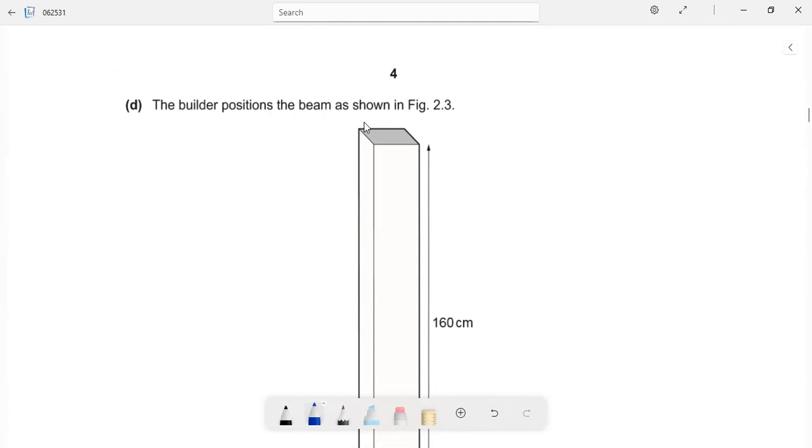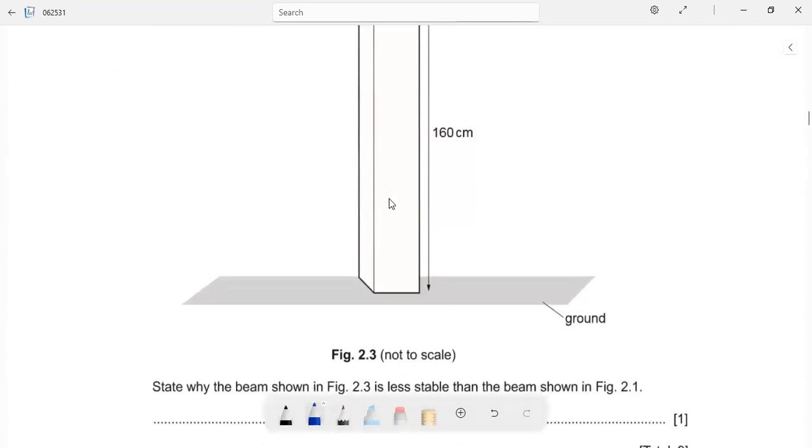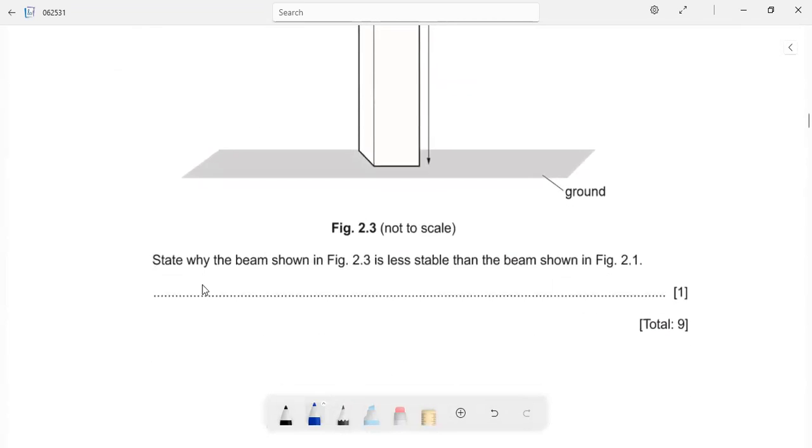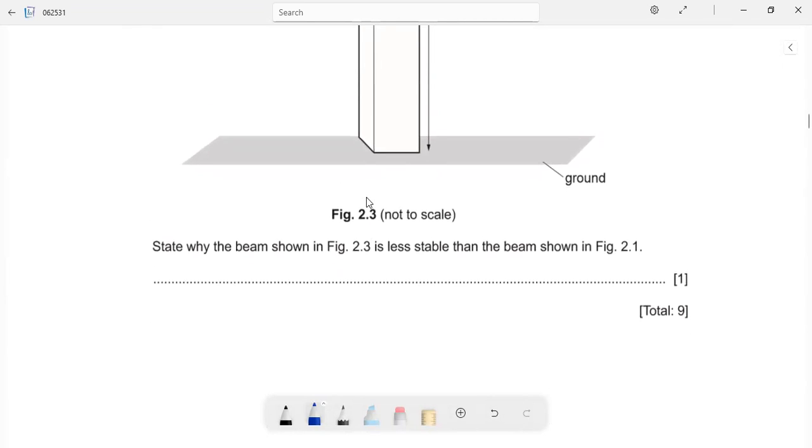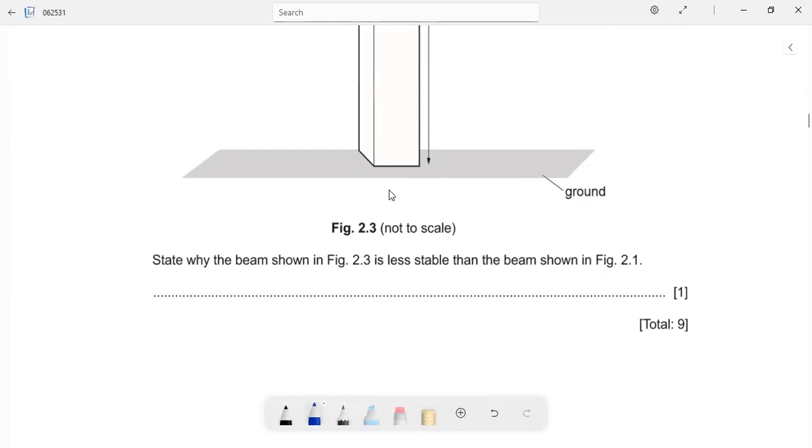The builder positions the beam as shown in figure 2.3. You can see here. State why the beam shown in figure 2.3 is less stable. So here the area of contact is less, so the area of base is smaller. The center of gravity is higher. Area of base is smaller, so it will be less stable. So you can write the answer as: area of base is smaller, so the stability will be less.